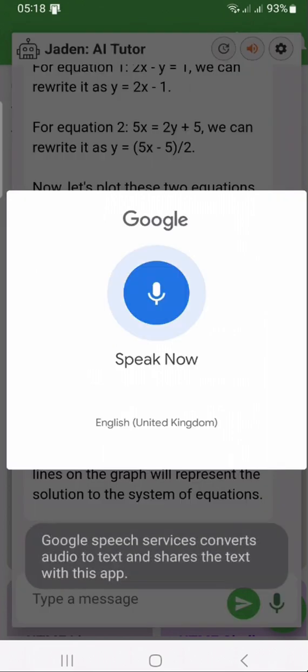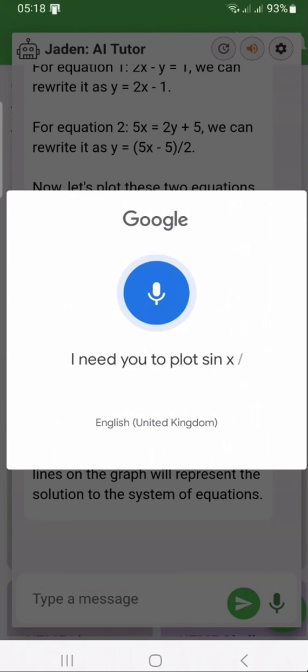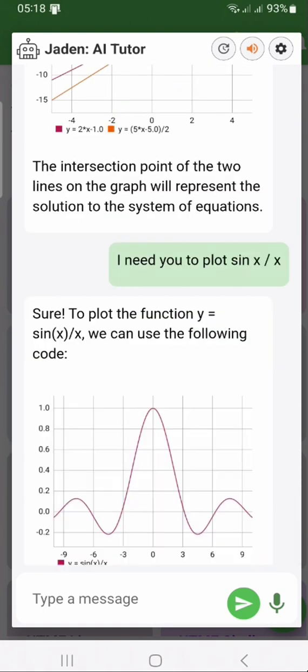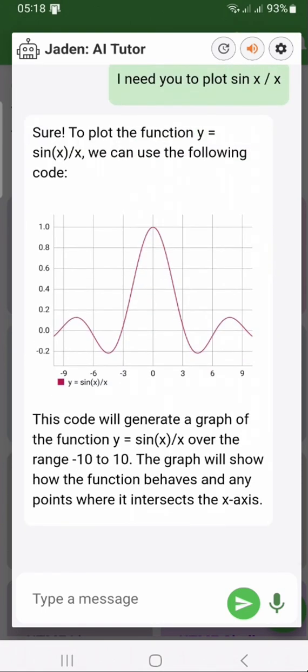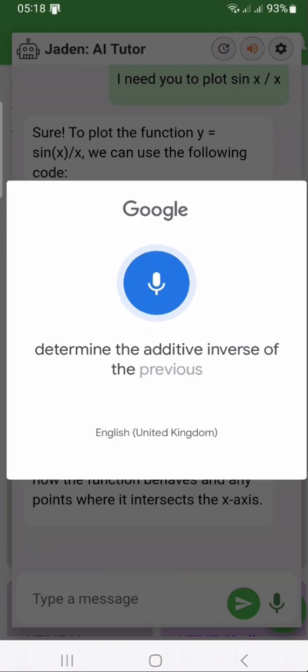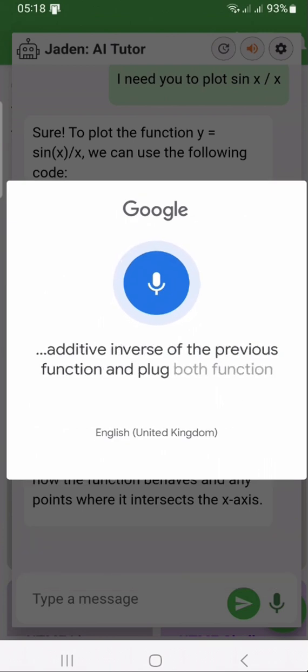For equation 2, 5x equals 2y plus 5. I need you to plot sin x divided by x. Sure. To plot the function y equals sin x over x, we can use the following code. This code will generate a graph. Determine the additive inverse of the previous function and plot both functions on the same graph.